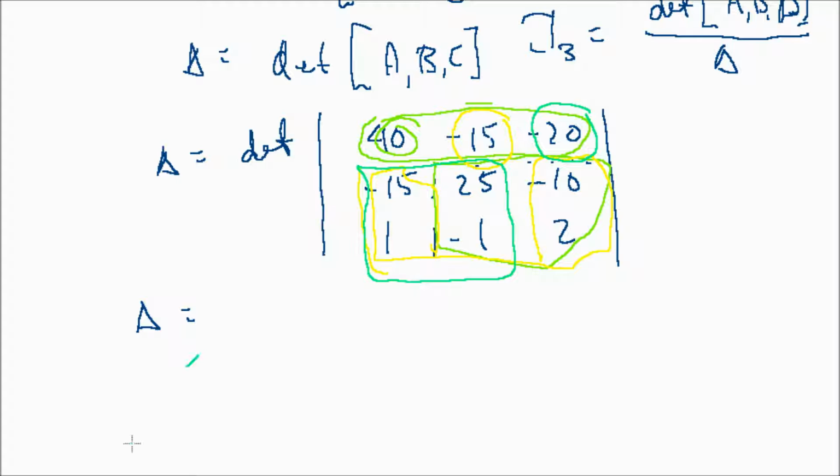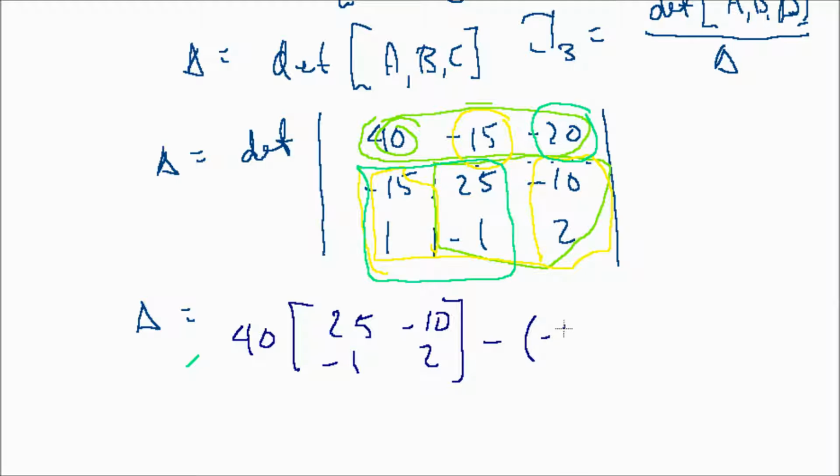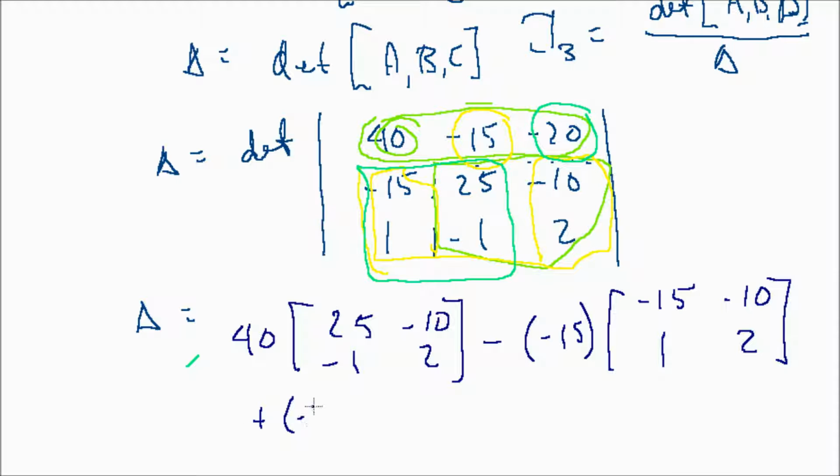So the first one will be 40 by 25 minus 10 minus 1 and 2. And then minus, it's going to be a negative 15 by the next group, which is going to be minus 15, minus 10, with minus 15, 1, and 2. And then plus, in this case a negative 20, times the determinant, which is going to be minus 15, 25, 1, and minus 1.